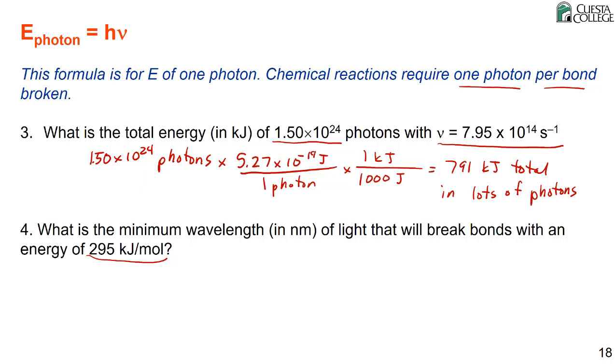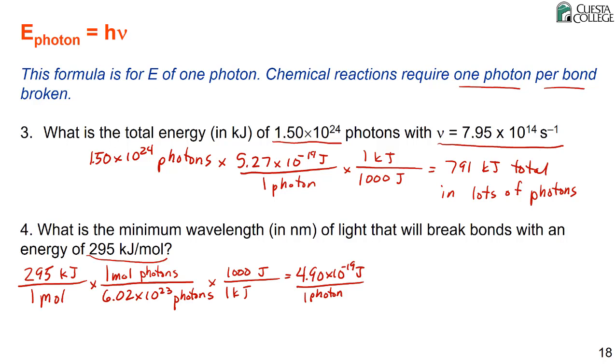We can start by calculating the energy per photon in terms of joules for every one photon. Then we can use that in the E equals h nu equation. Starting with the number of kilojoules per mole of photons, Avogadro's number can be used so that moles reduces to 1 and cancel out. This will tell us the amount of energy per one photon, and then convert from kilojoules to joules to give an answer of 4.9 times 10 to the minus 19 joules for every one photon.